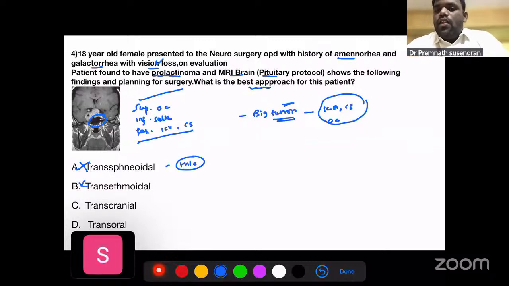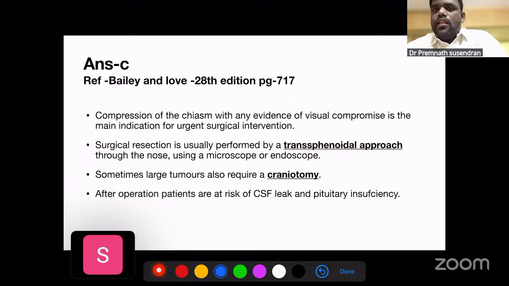So we can go for transcranial. The transcranial approach is the correct approach for this patient because of this very large tumor. Otherwise, we follow the transsphenoidal approach for the pituitary adenoma. So the option is transcranial. So answer C is transcranial.